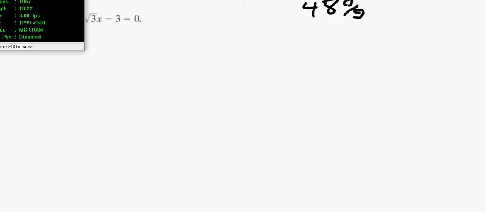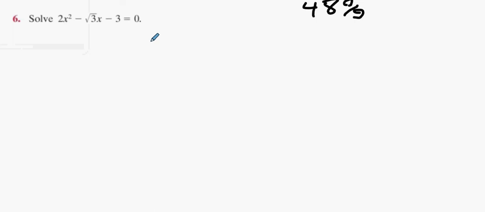Alright, guys, this one here is a weird one, right? We can try them on the quadratic formula, couldn't we? Alright, let's try them on the formula, see if it works. So, actually I might have another idea how to do it. Let's try them on the formula. A equals 2, B equals root 3, C equals minus 3.